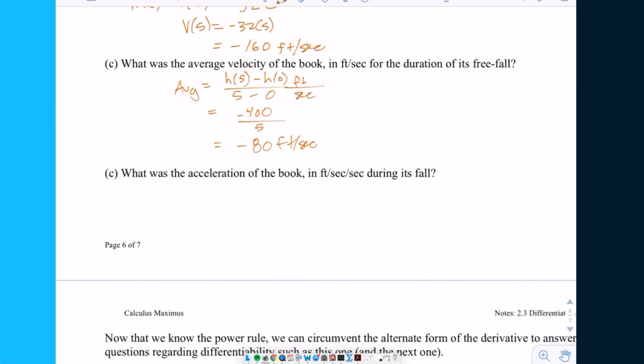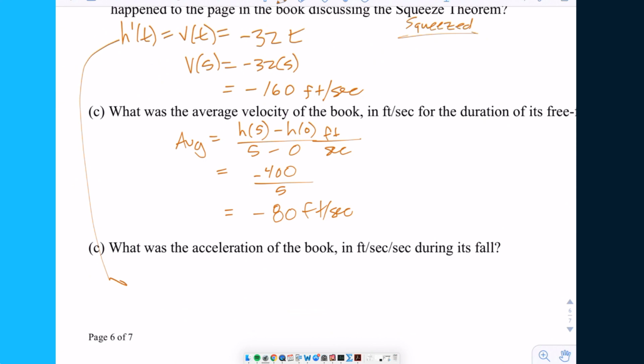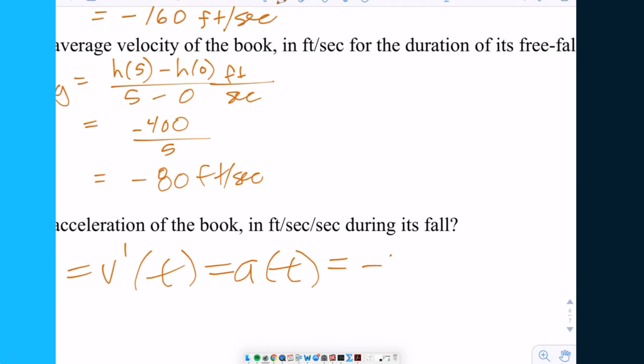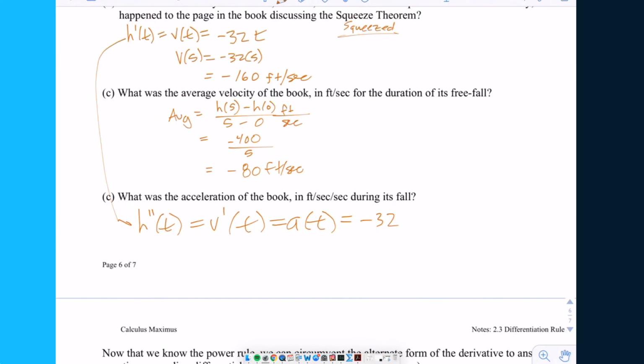What was the acceleration during its fall? Last one. We need an instantaneous acceleration, so we'll come down here. H double prime of t or v prime of t. I'll call it A of t again, just reinforcing it. And it's what? Negative 32, the constant. So notice, because it's a constant, what was the acceleration? How about this? Negative 32 feet per second per second. There's going to be a difference as we move forward with a numeric answer versus like an interpretive answer. Negative 32 feet per second or per second squared, either one works here.